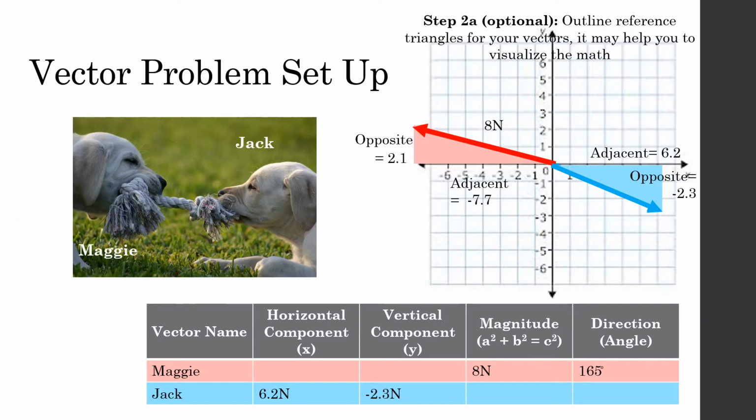So this here is an optional step, so I called it step 2A. If it helps you, outline reference triangles for your vectors. It might help you visualize the math a little bit better, especially if it's been a while since you did trig. So you can see over here I just drew a reference triangle for Maggie. Once I compute the values, which I haven't done in the table yet, I would label my reference triangles with the values that I computed. And then over here, obviously, I already have the values. But like I said, this is an optional step, so you do not need to do this. Only do it if it helps you to solve the problem.